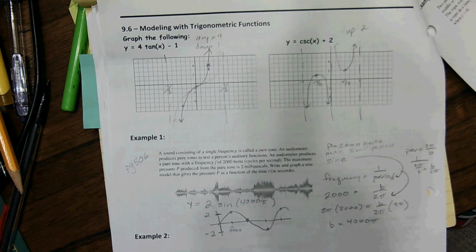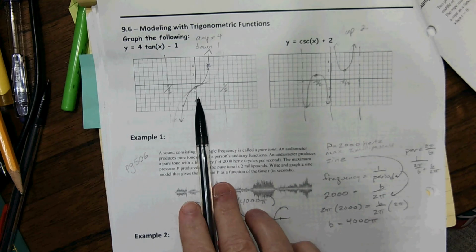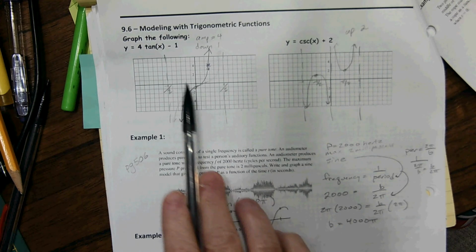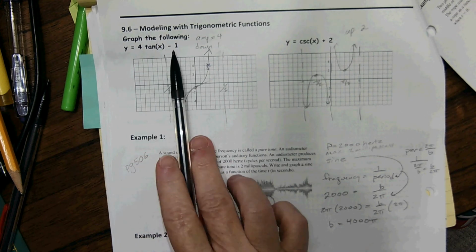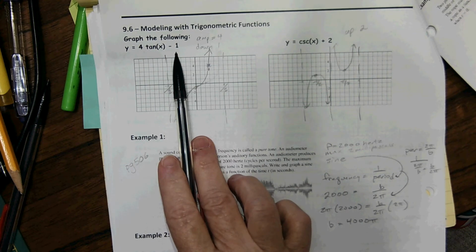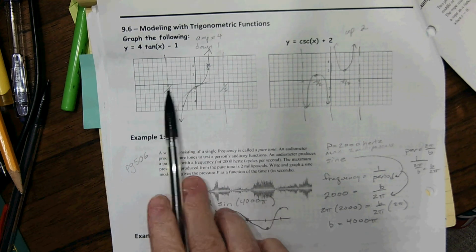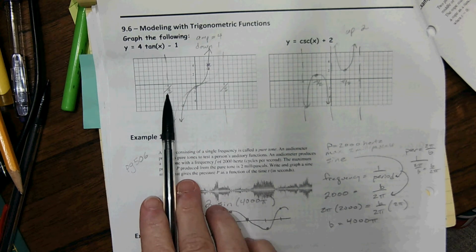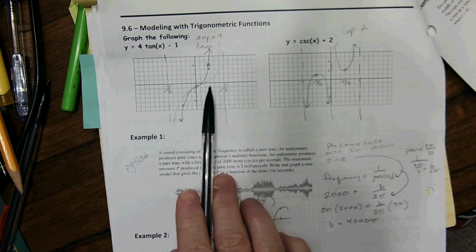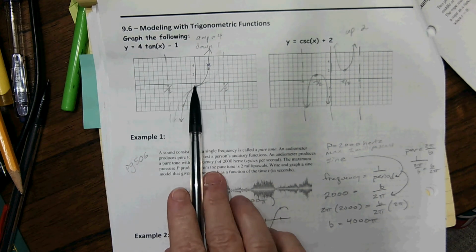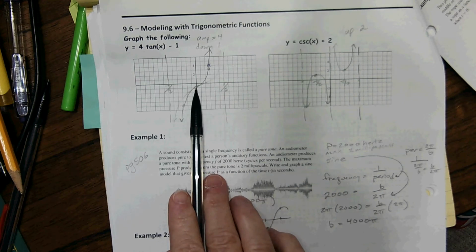We previously learned how to graph the tangent function, but this one has some changes. My amplitude is 4, and it has gone down 1 unit. So my period is still the same, 1 pi, from negative pi over 2 to pi over 2. But now, going down 1, instead of being at 0, it's gone down to negative 1.